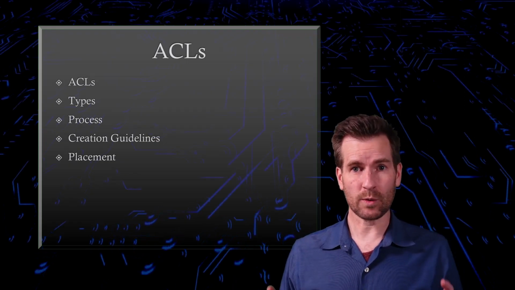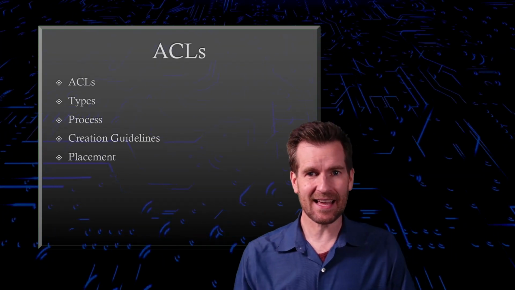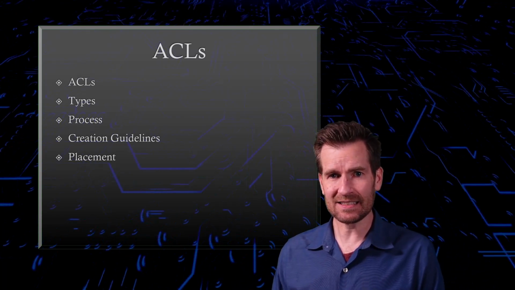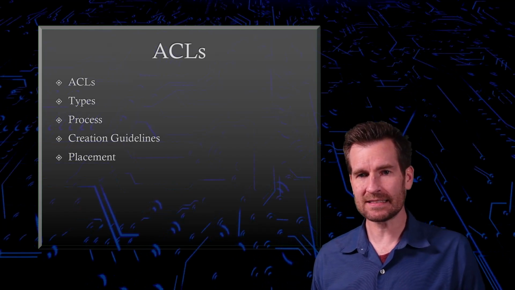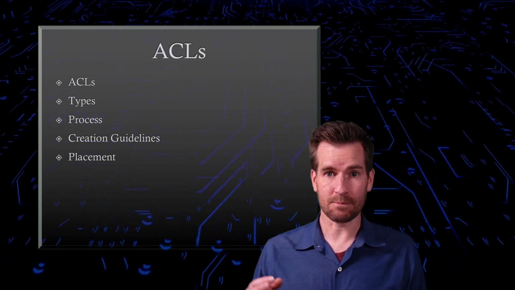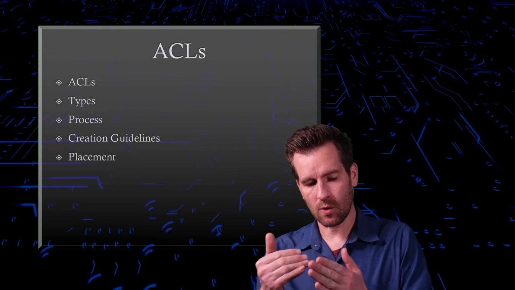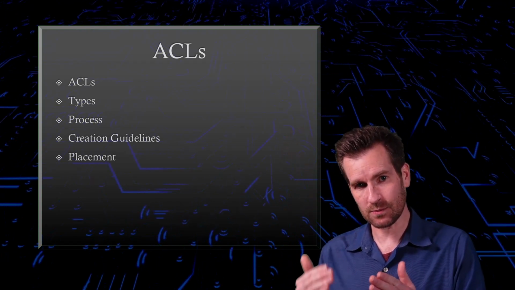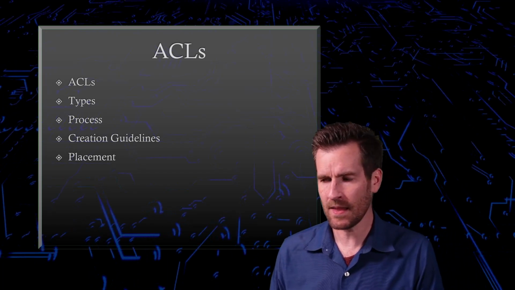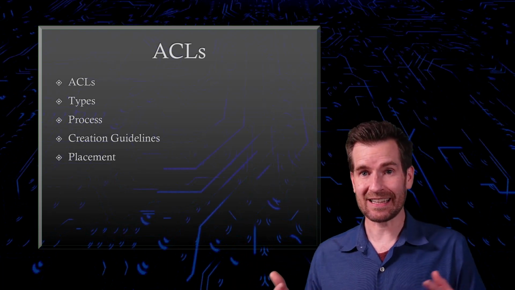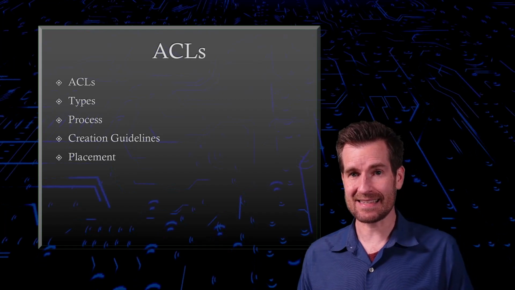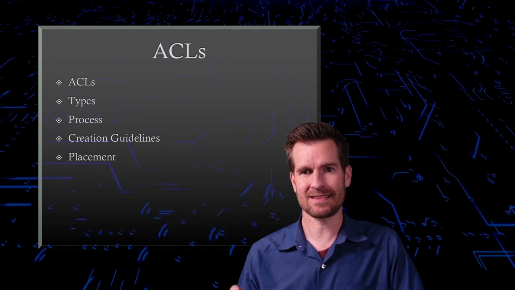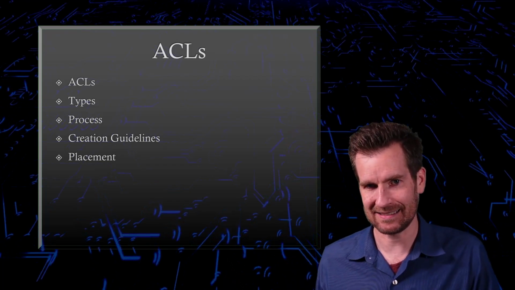In this module, we're gonna start out by talking about ACLs and what they are. We're gonna get into different types of ACLs that you could implement on your devices. We're gonna get into the process of how your router and your firewalls use ACLs and what order they do that in. We're gonna get into creation guidelines when you're creating these ACLs, and then we'll wrap things up by talking about placement of the ACLs. Where would we place the ACLs?